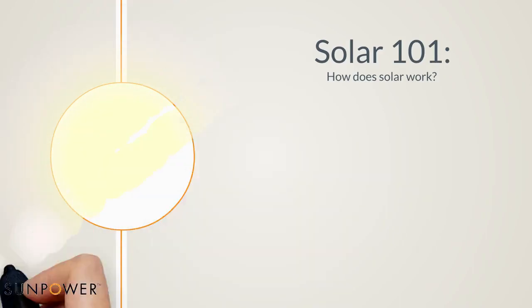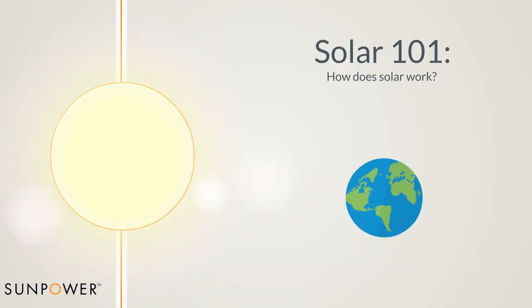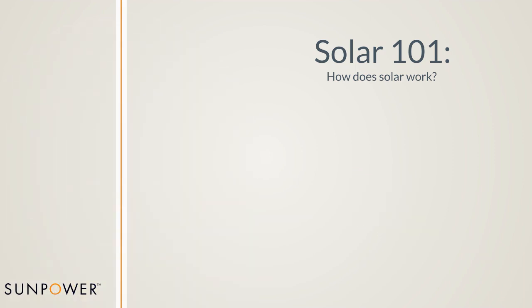Sunlight is the most abundant energy resource on Earth. At any moment in time, over 173,000 terawatts of solar energy strike the Earth. That's 10,000 times the combined energy use of the entire planet. So, how do we harness the power of the sun?